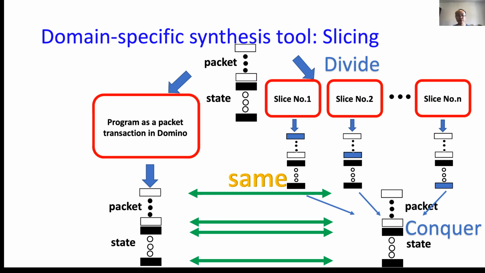There are a lot of benefits to this slicing algorithm. For example, it significantly reduces the synthesis time because the search space in each slice is smaller. However, there is no free lunch. The cost might be that we have to use more ALUs per stage because we cannot share common computations across stages. But usually, a programmable switch has a lot of ALUs per stage. That's why this is not a big problem.